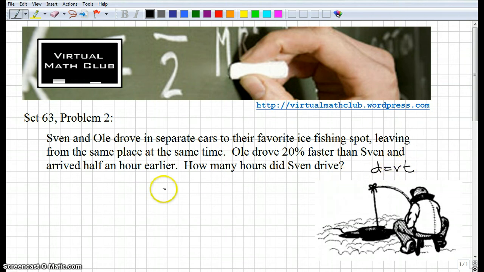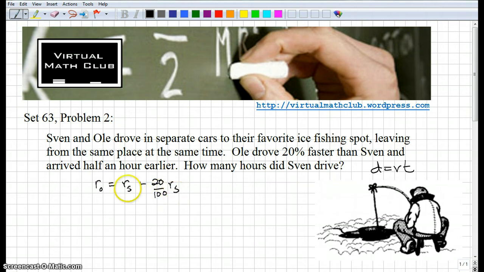And the first thing it says is that Ole drives 20% faster than Sven. So I'm going to call that RO, Ole's rate, and that's equal to Sven's rate, which I'll call RS, plus 20% of RS. I could write it as 20 over 100, since that's the definition of percent. So 20 over 100 times RS.